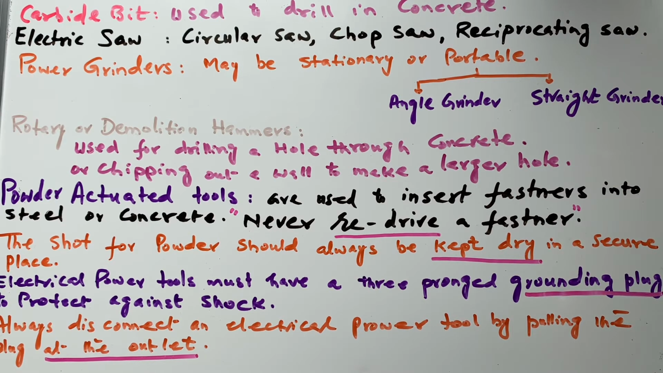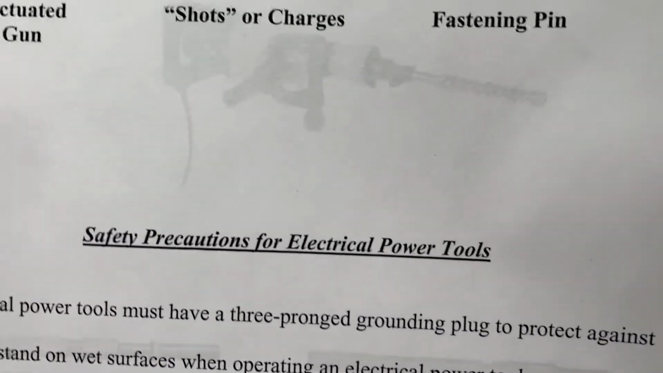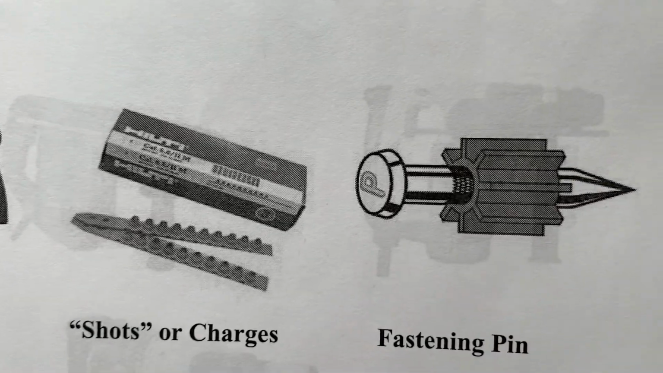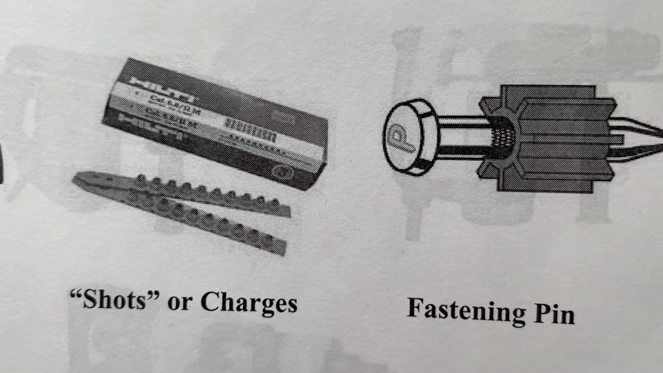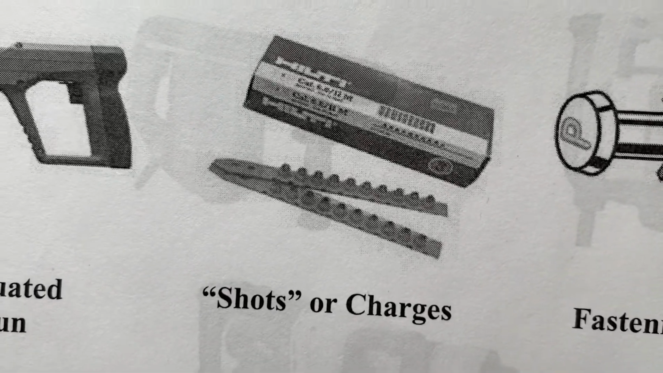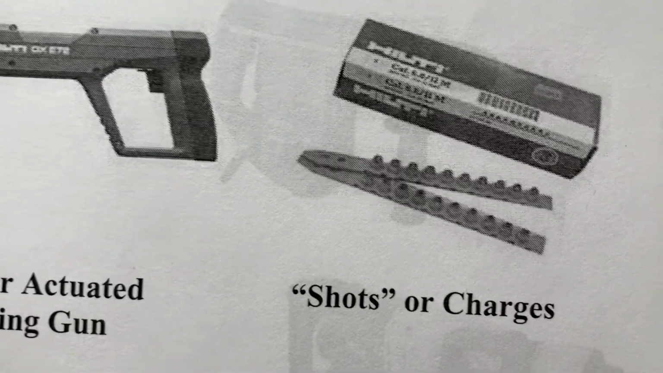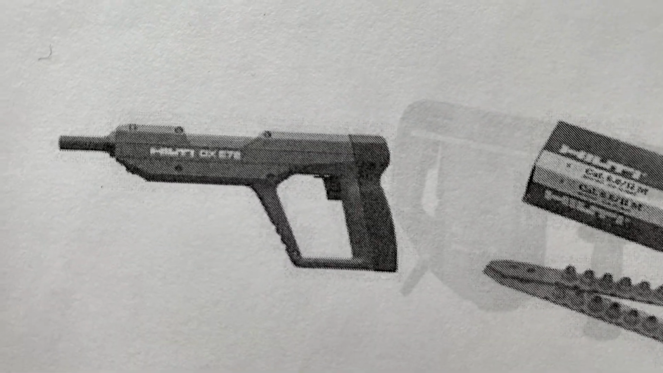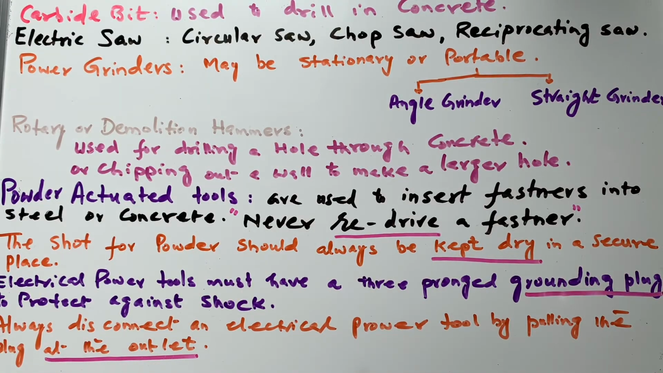You can see some of the powder actuated fastening guns here in this picture, and these are the fastening pins which go into the steel or into the concrete. These are some of the shots or the charges, and this is the powder actuated gun. Then there must be some precautions associated with the operation of power tools, and we have to take care of all those small or big safety precautions for electrical power tools.